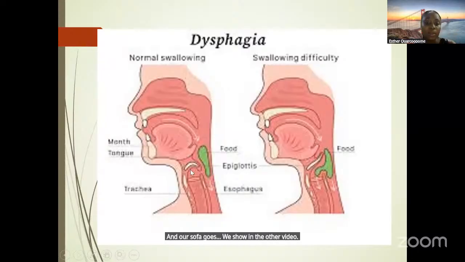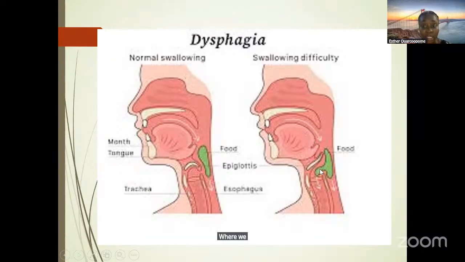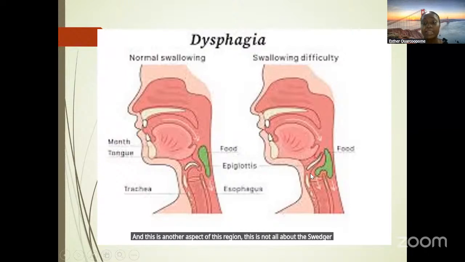So with normal swallowing, realize that food is going down easily. But here, we realize that food is passing somewhere where it's not supposed to pass. And this is our respiratory area where we take in air. So food is entering into this area. And this is another aspect of dysphagia. This is not all about dysphagia, but this is just an example of what can be happening when someone is not swallowing well. Okay.